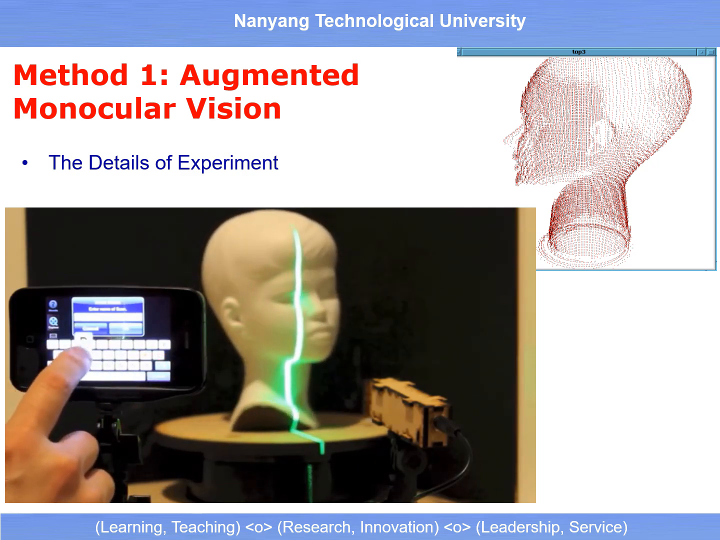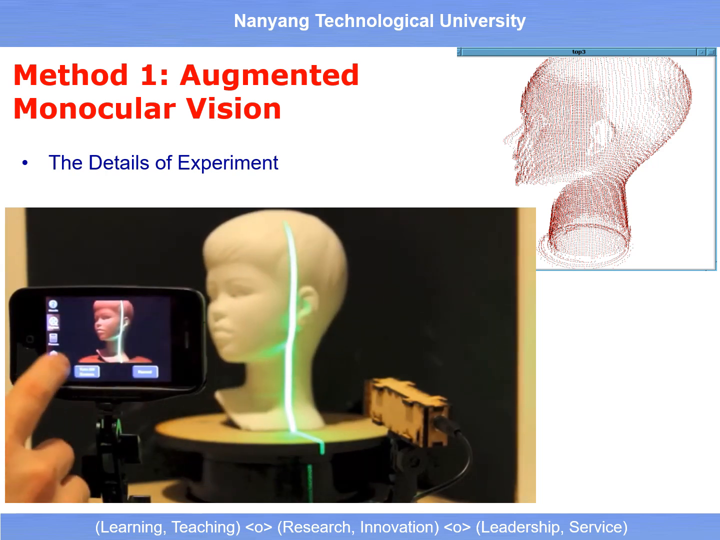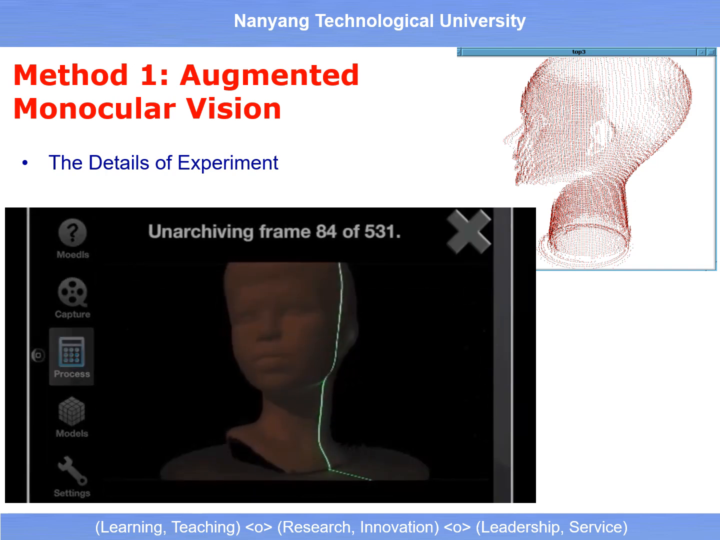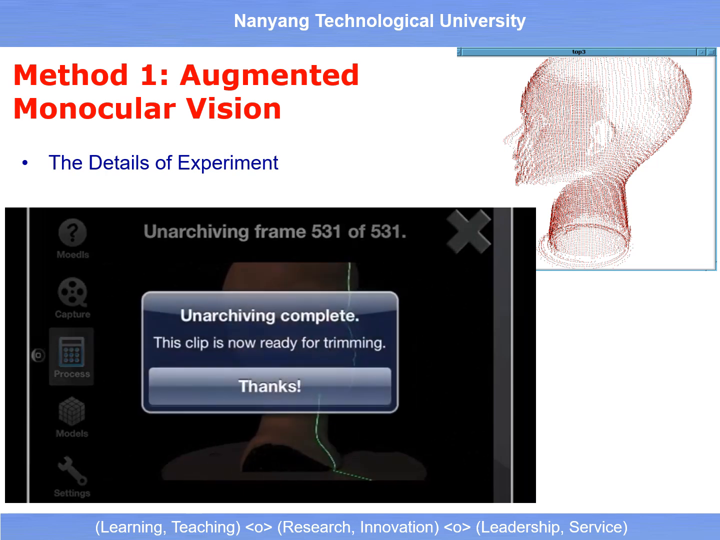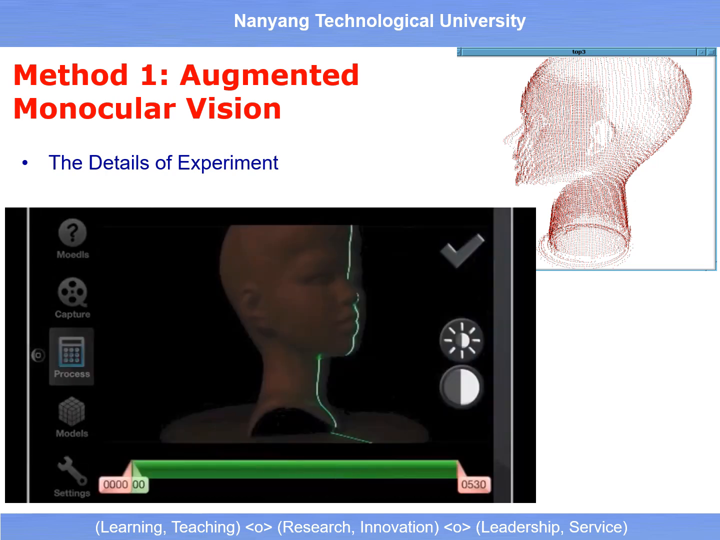At this point, the model's hardware portion is complete, so I'll move to a clearer version of the software. After we've captured a scan, we need to unarchive it in order to do frame-accurate clipping. This is usually a pretty quick process, but I've speeded it up for the purpose of this video. Once unarchiving is complete, we can trim the video to get a full 360-degree clip.